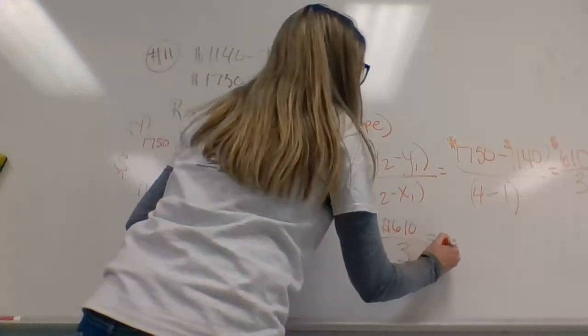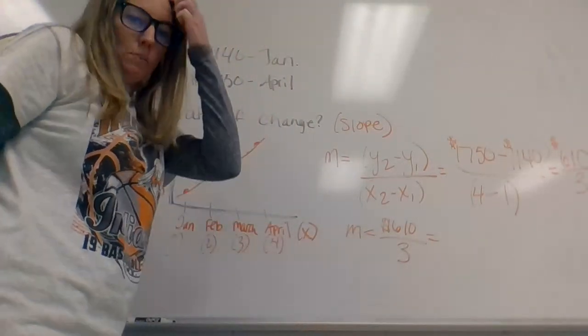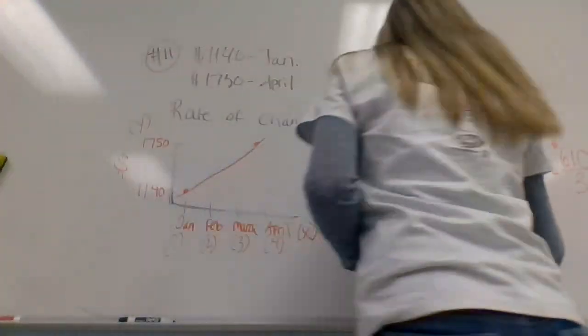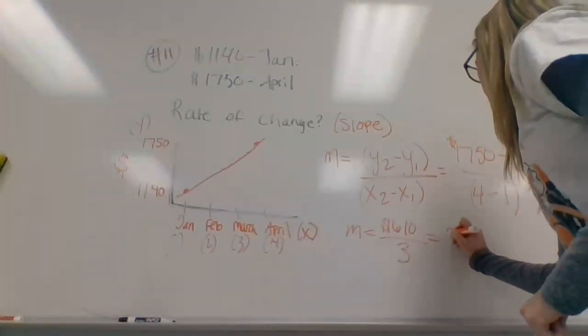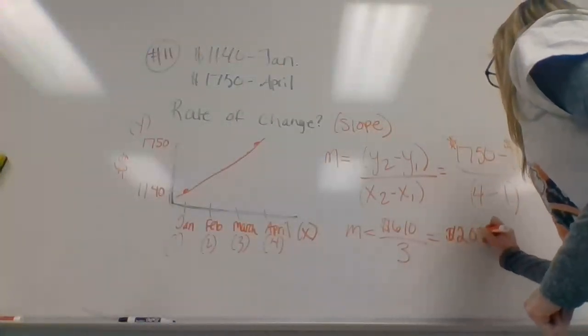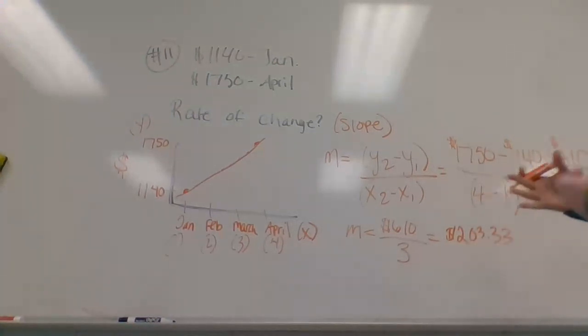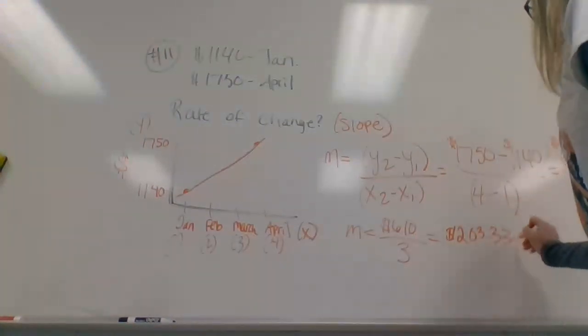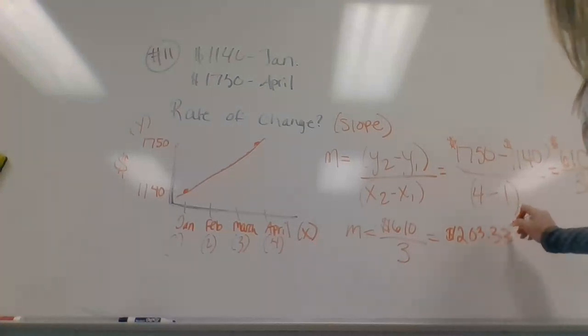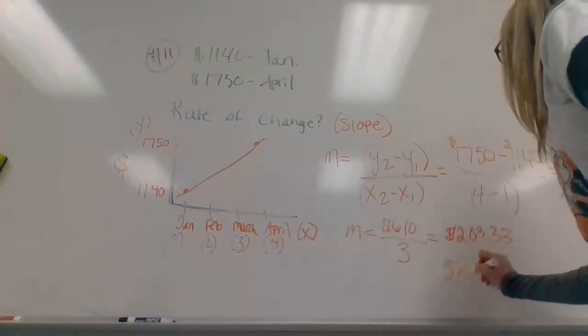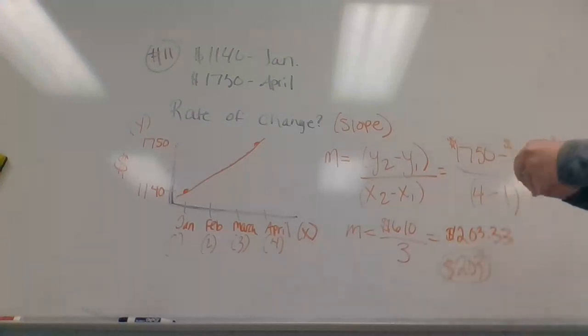But I'm not done because I can actually keep going. This is a division problem. I can solve it. So I end up with 610 divided by 3 gives me $203.33. And it's asking you to round to the nearest dollar. So in this case, our cents are less than 50, so I can round down to $203 a month.